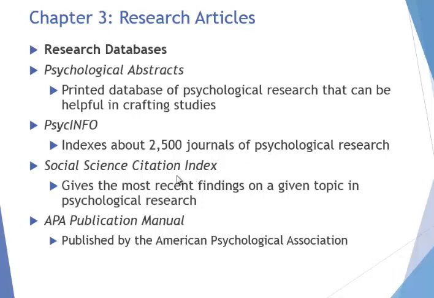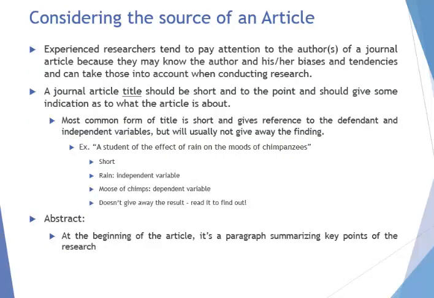You've got the Social Science Citation Index, which gives the most recent findings on a given topic in psychological research, and the APA, the American Psychological Association Publication Manual, which discusses the various publications that are relevant to articles that are important in psychological research. One reason why this is important is because whenever you talk about an article, you want to be able to consider the source of the article before you make a determination as to whether it's reliable. That's because experienced researchers tend to pay attention to the author of the journal, because they may know the author and his or her biases or tendencies.